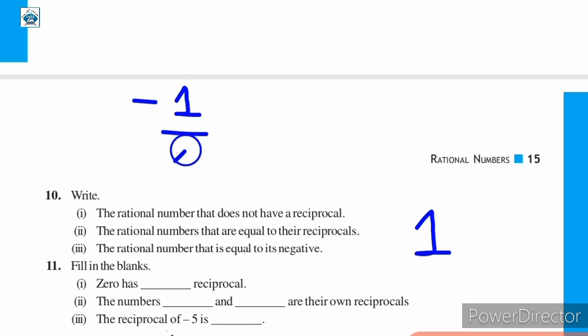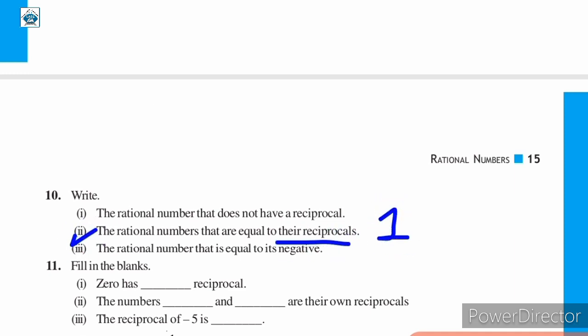Minus 1 can be written as minus 1 upon 1. And what will its reciprocal be? It is 1 upon minus 1. But we write minus in the numerator. So here we can say that the reciprocal of minus 1 is also equal to minus 1. So the rational numbers that are equal to their reciprocals are 1 and minus 1.